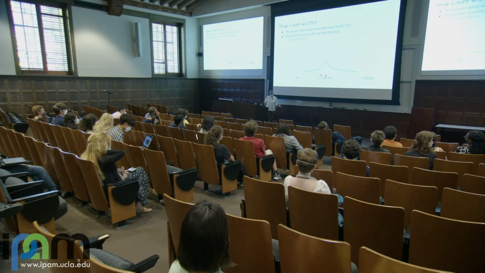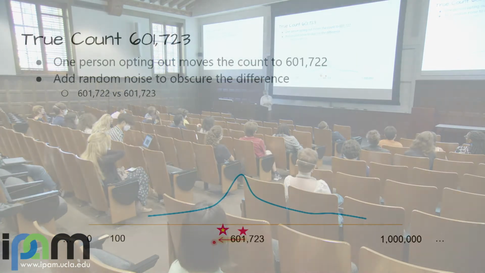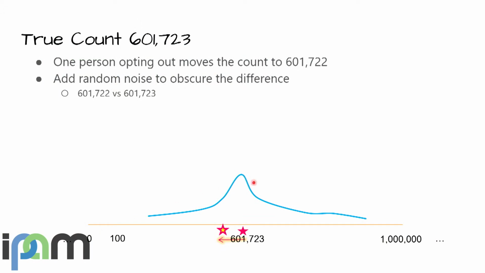So we're going to add random noise to obscure the difference. And here's just some kind of cartoon showing the probability distribution on the answers that we're going to give, when the truth really is 601,723. So maybe that's supposed to be centered right here. That would be the most likely answer, but there's some probability of answering 601,722, 601,724, and so on and so forth.